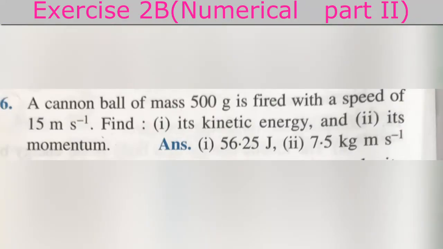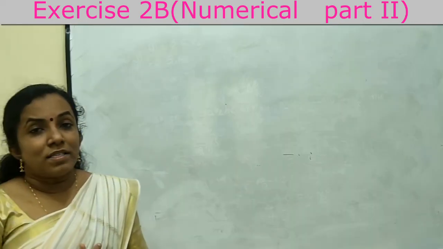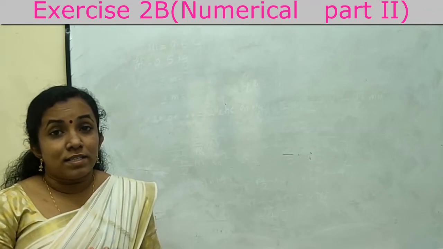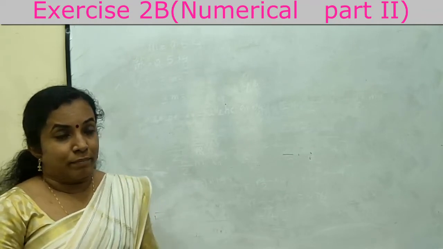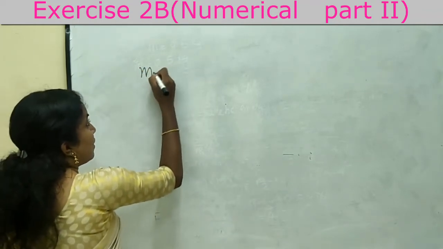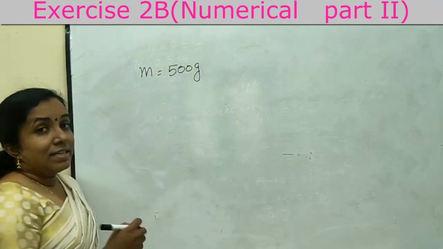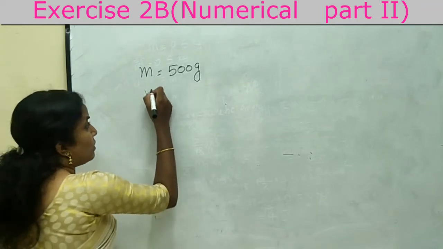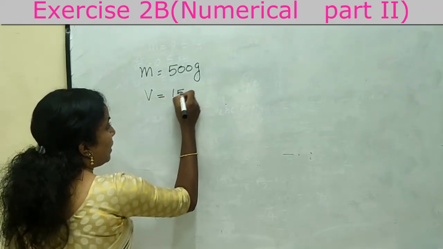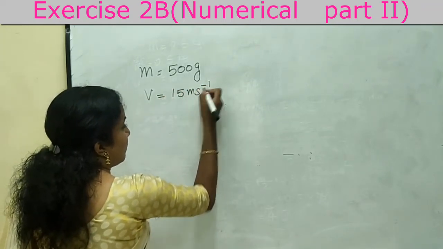A cannonball of mass 500 gram is fired with a speed of 15 meter per second. Find its kinetic energy and its momentum. The mass of the cannonball is 500 gram, and it is moving with a velocity of 15 meter per second.